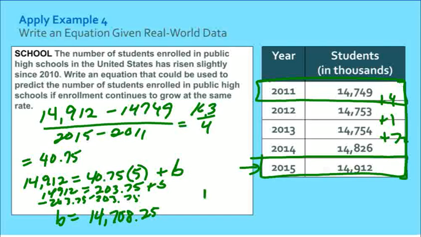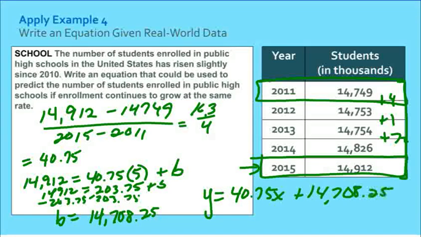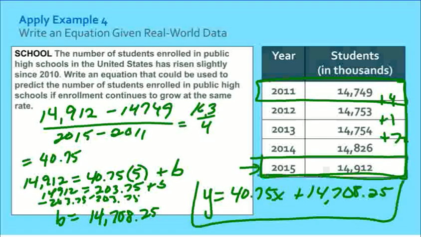So our equation would be y equals 40.75x plus 14,708.25. Now this is just a rough estimate. This isn't the exact equation that you could use. This is a possible way to put that in there. And if you use this equation with the numbers you have in there, it would give you roughly the same numbers.